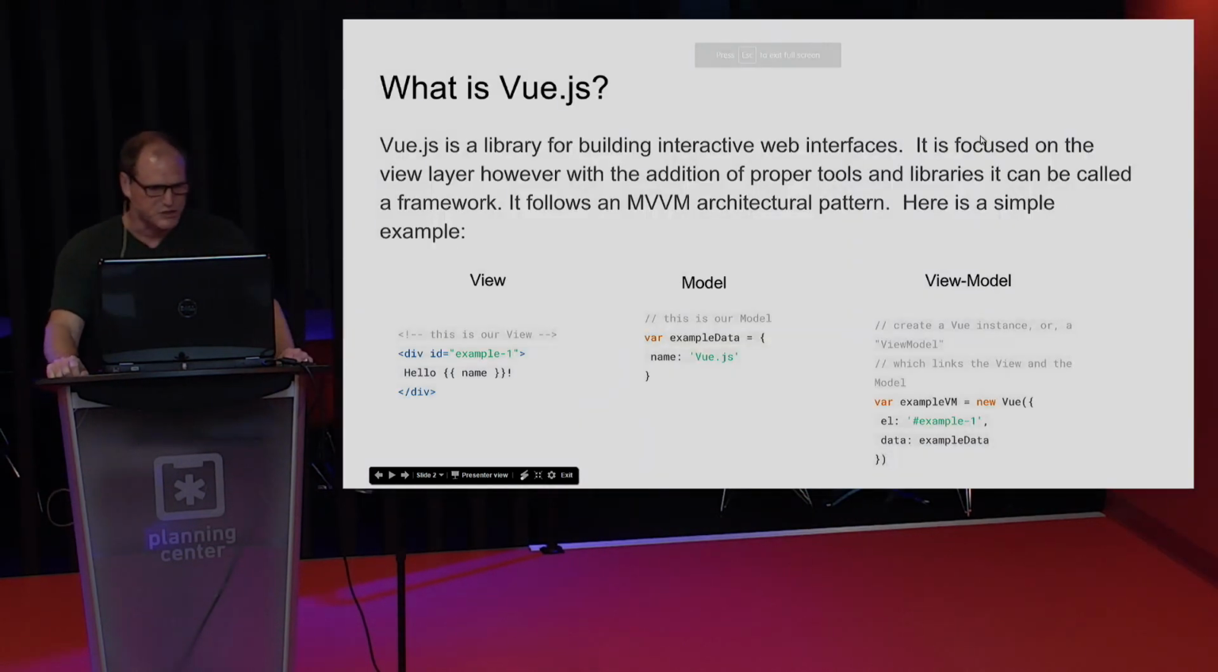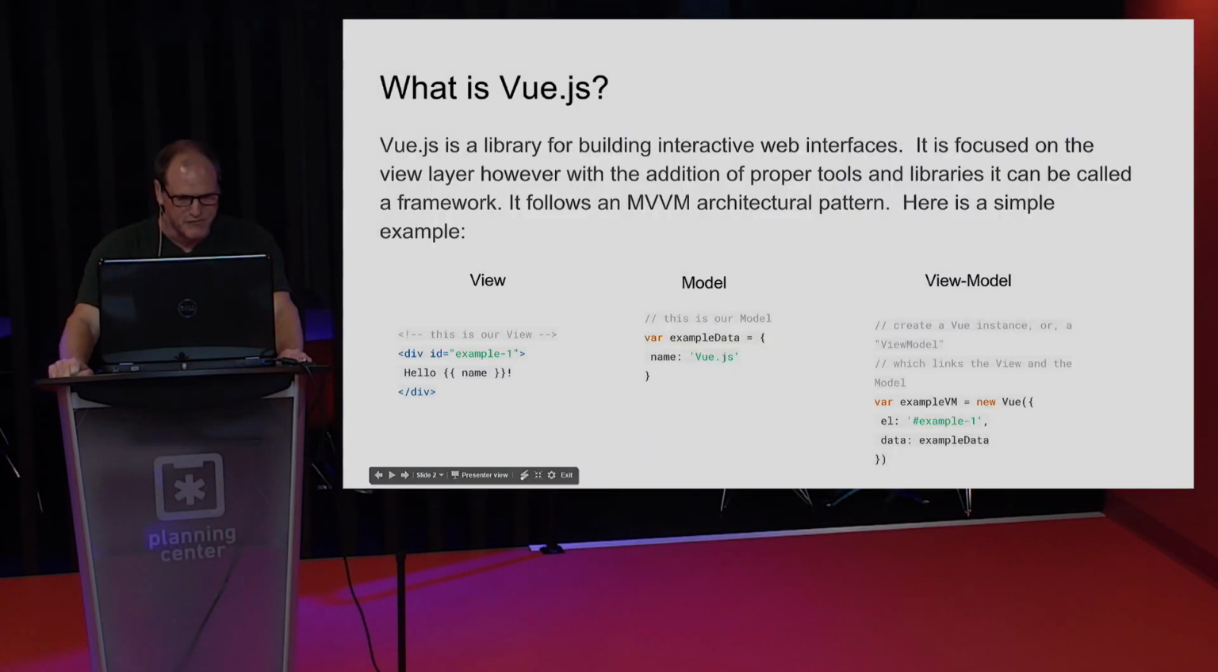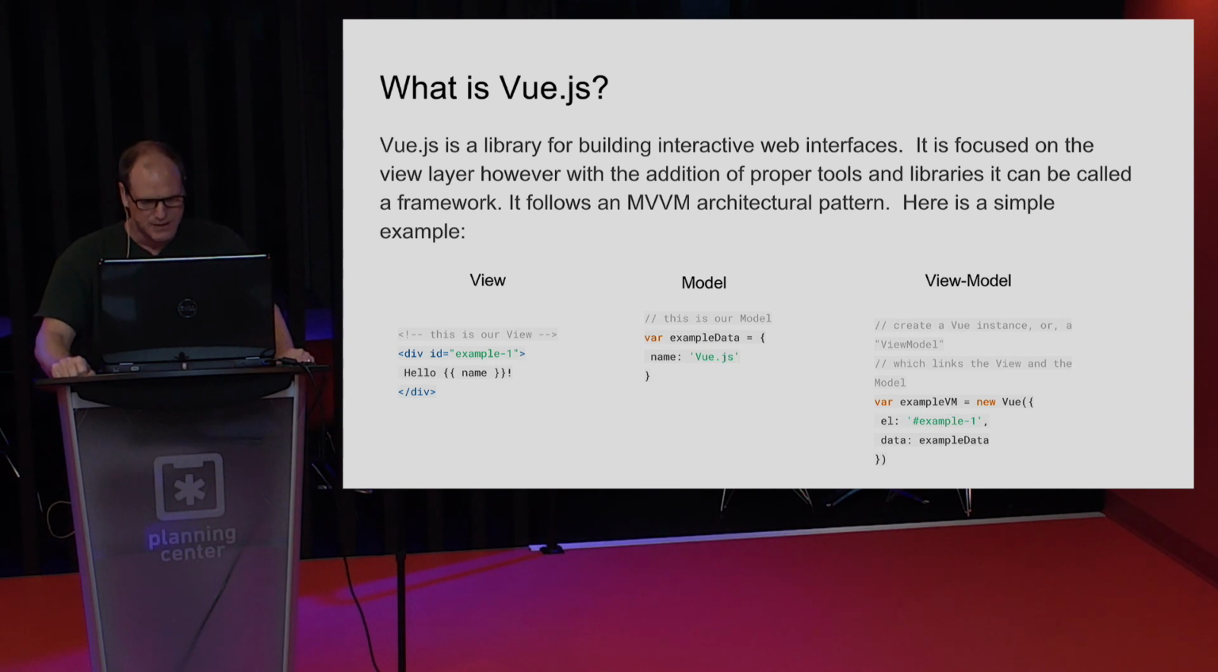So what is Vue.js? Vue.js calls itself a library for building interactive web interfaces. You know, I call it a framework. It's focused on the view layer, but with the addition of proper tooling and libraries and so forth, it can be a framework. It follows an MVVM architectural pattern, which is model, view, view model. And here's a really simple example.